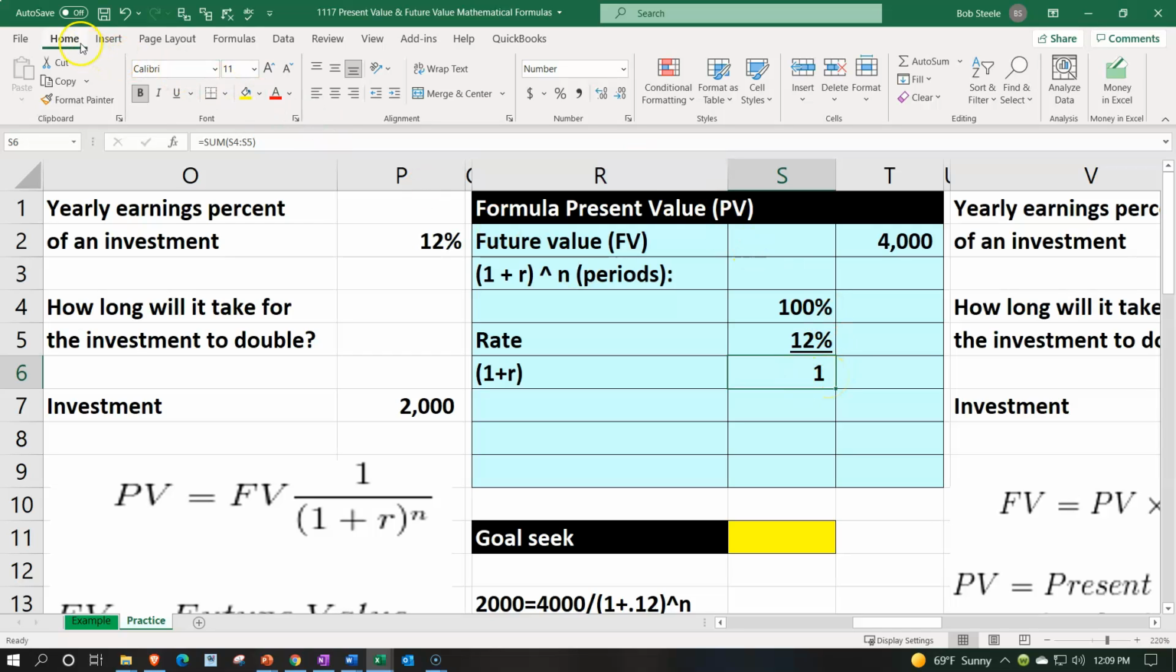I'm going to go to the Home tab, Number group. You could make it a decimal, which would be 1.12, or if you make that a percent, that would be 112%. And then we're going to take the number of periods.